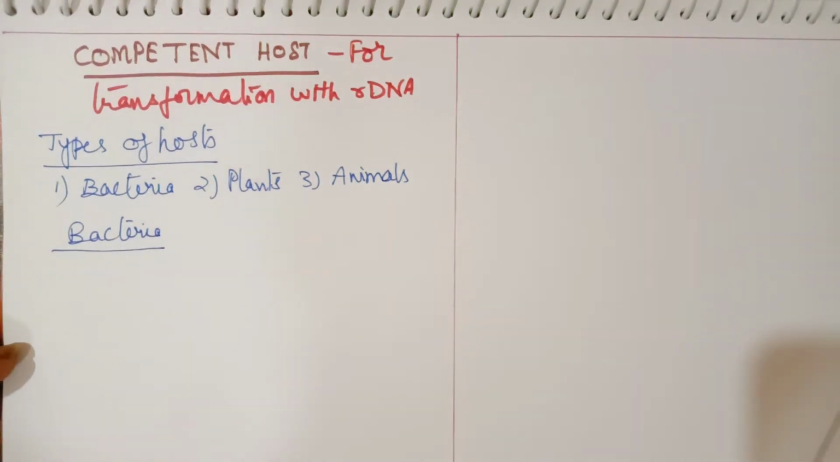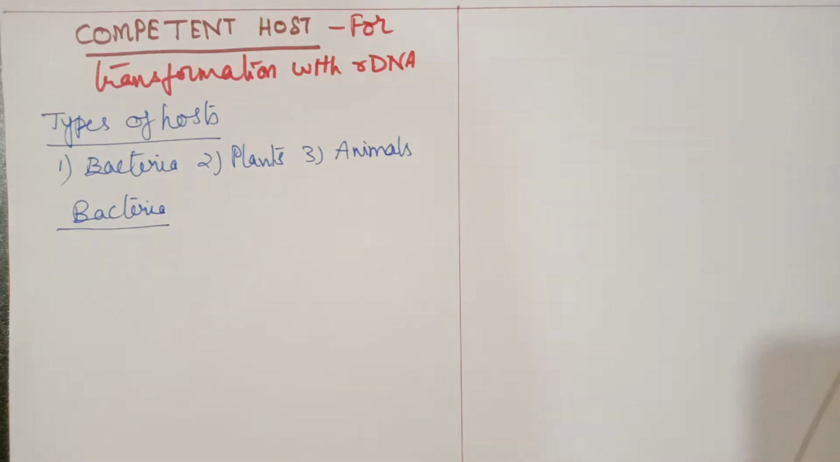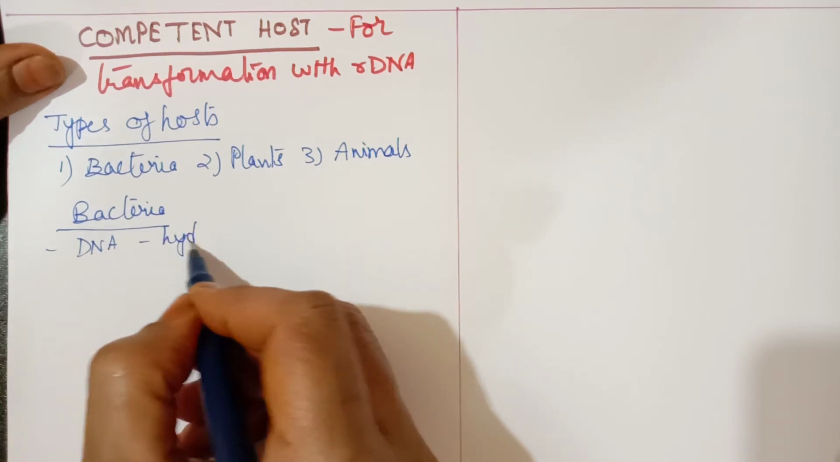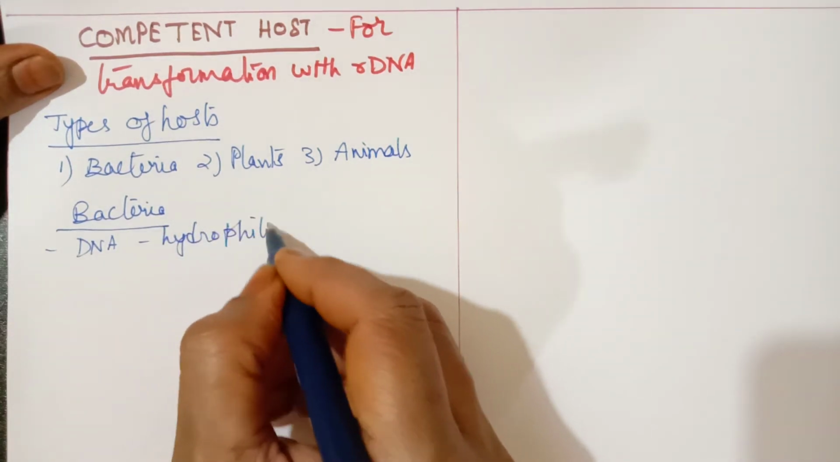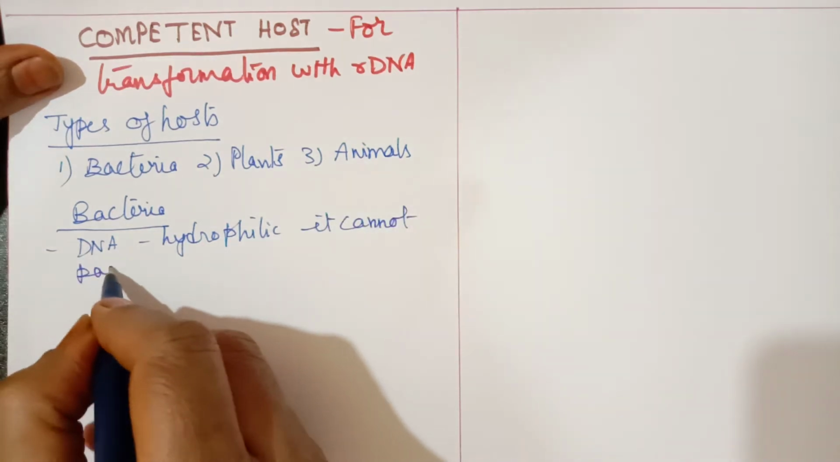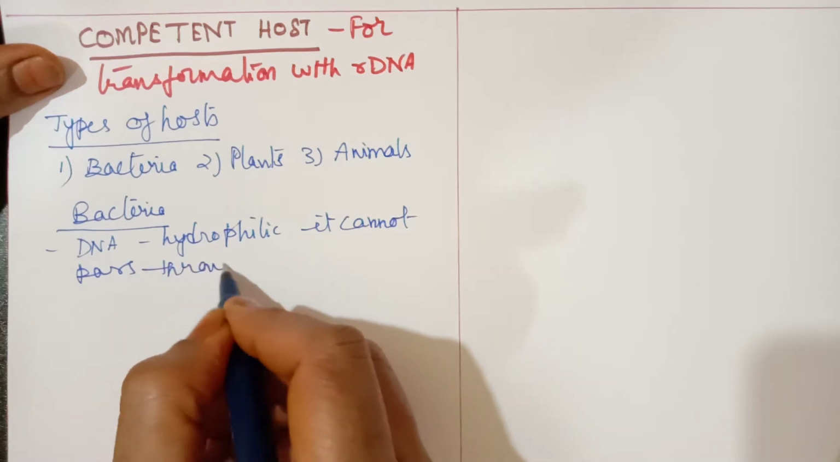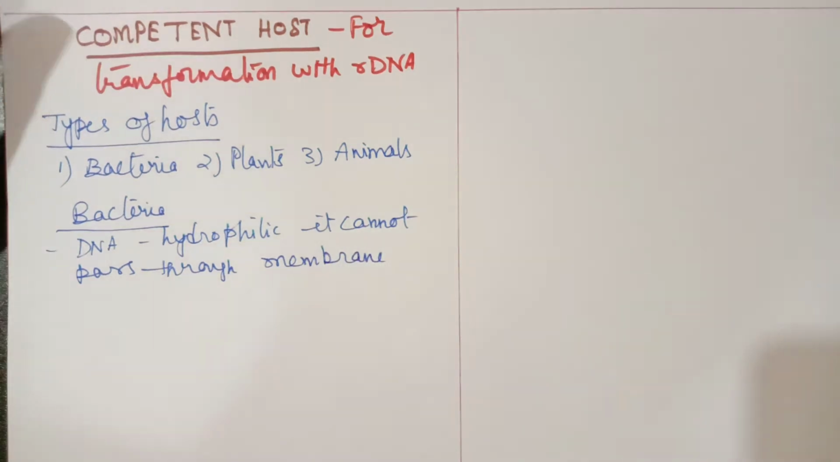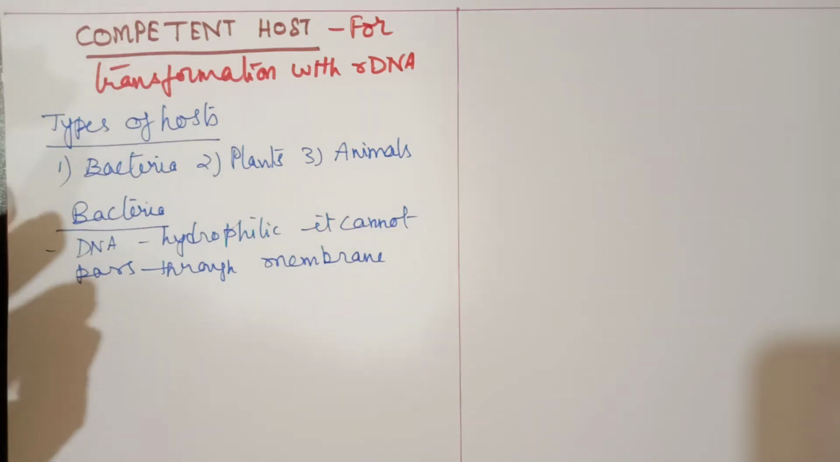First, the membrane of the bacterial cells: the DNA cannot pass directly through the membrane because of its hydrophilic nature. DNA is hydrophilic in nature, so it cannot directly pass through the membrane. Therefore, the bacterial cells are made competent. Remember, the word competent is used for bacterial cells as host. They can be made competent because the cell membrane is not permeable.